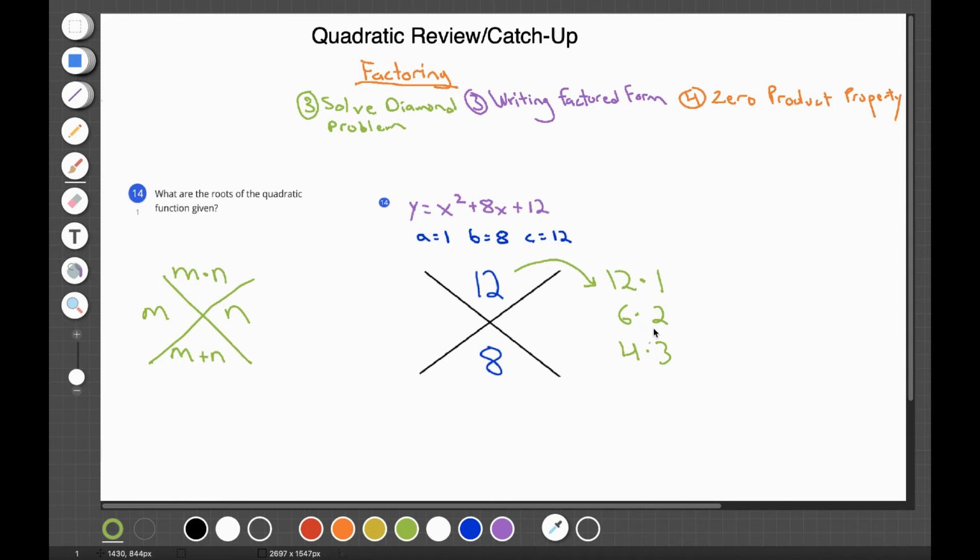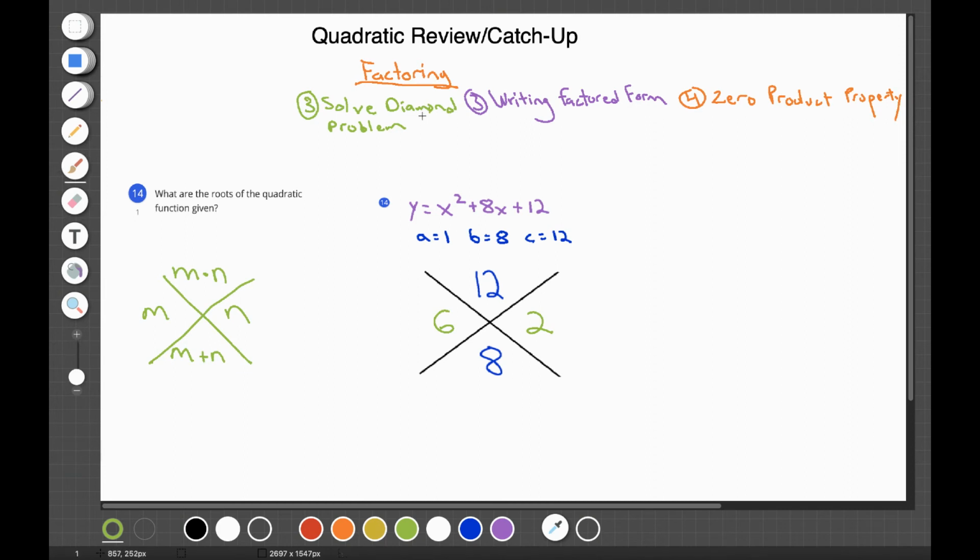So which one of these could you add together to get 8? You know that all of these multiply together to get the top, but which one of them add together to get 8? Well, not 12 and 1, that's 13. 6 plus 2 is 8, so it's this one. So 6 and 2 would be the solution to the diamond puzzle. Okay, so you don't need to write this out every time. I'm going to erase it so that it doesn't confuse us, but sometimes it is helpful to write that out.